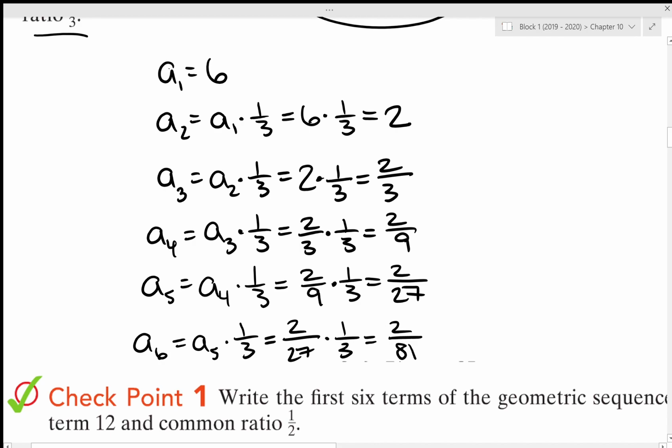So here is our geometric sequence, okay? It's times a third, times a third, times a third, times a third.